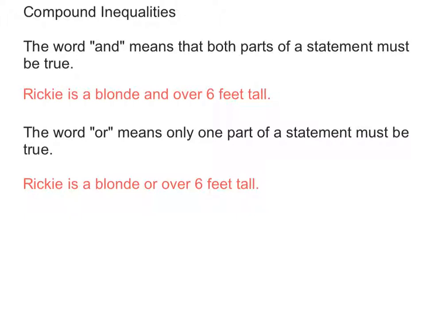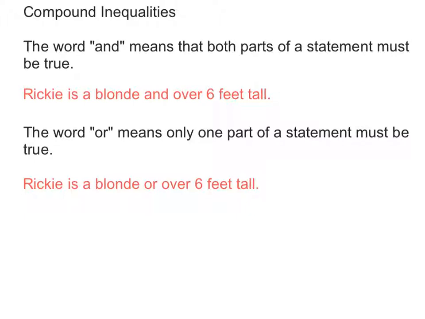So when you see the word and in a sentence, that word means that both parts of that statement must be true. So in that red example here, we have Ricky, who is a blonde and over 6 feet tall. So you can picture Ricky, who is a 6+ foot tall human and is also blonde. Okay, it has to be true for both.